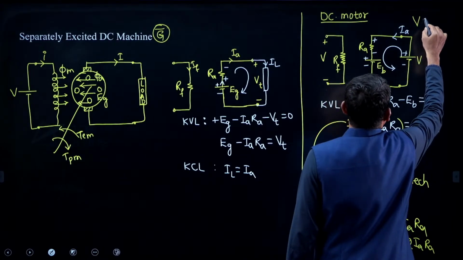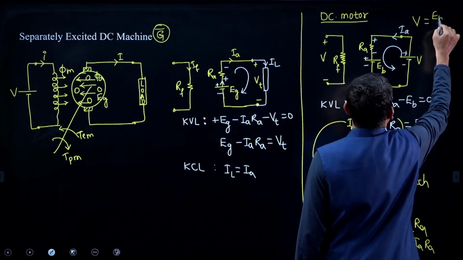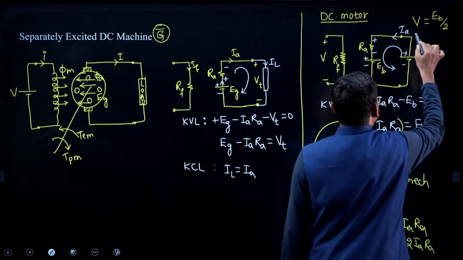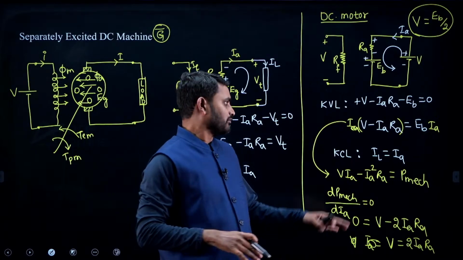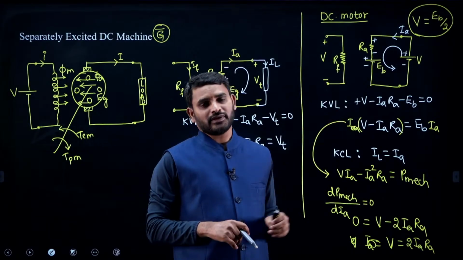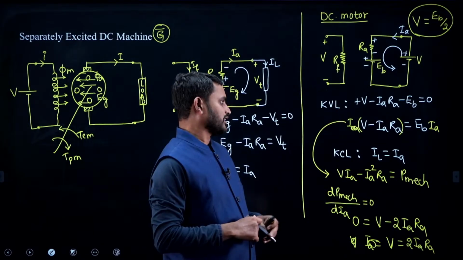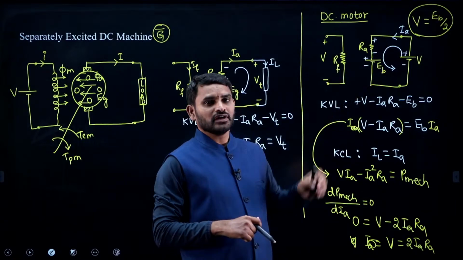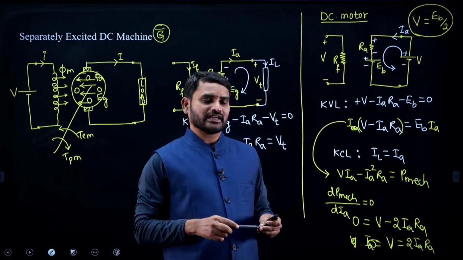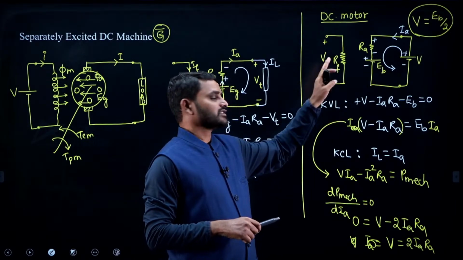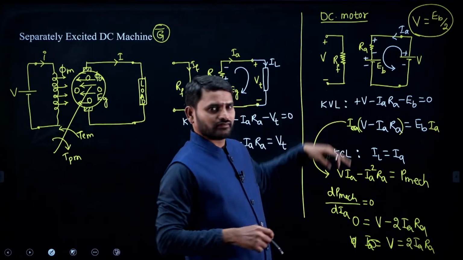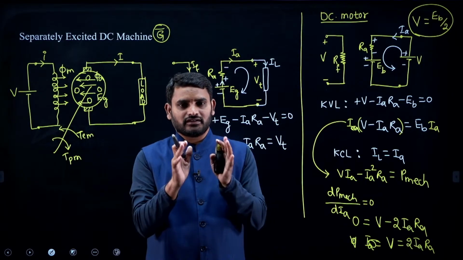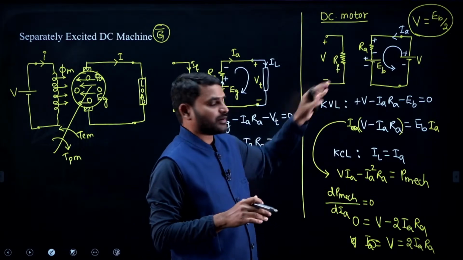When the voltage is half of the back EMF, you will get the maximum mechanical power. When the applied voltage is equal to half of the back EMF, you will get maximum mechanical power. This is a very, very important condition. Okay, please remember that.